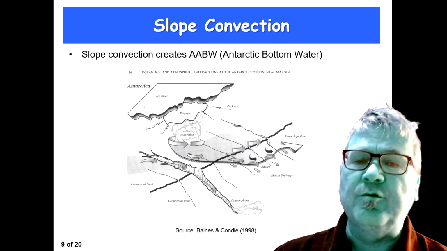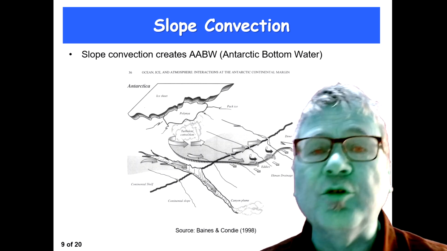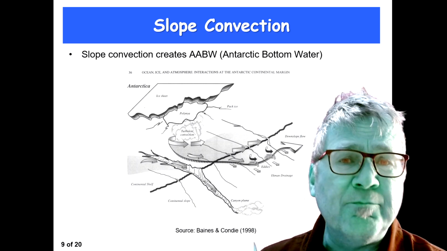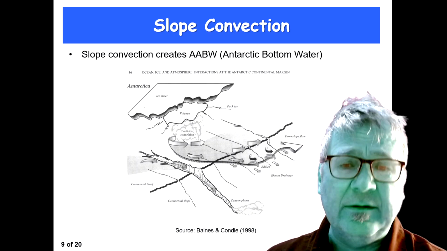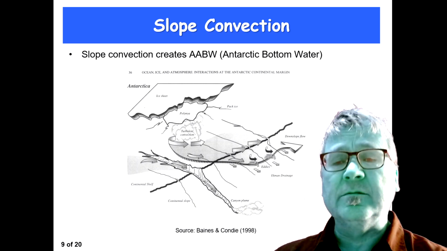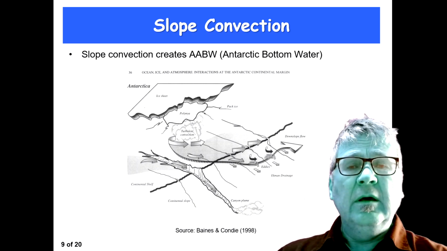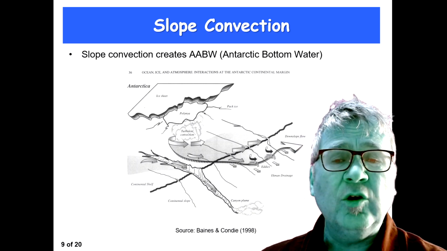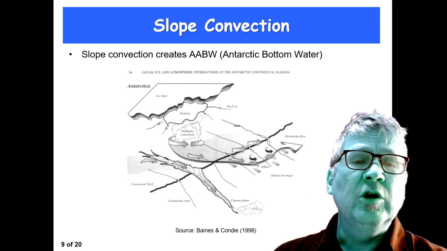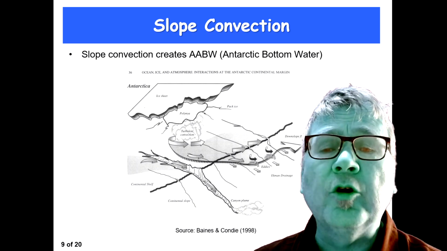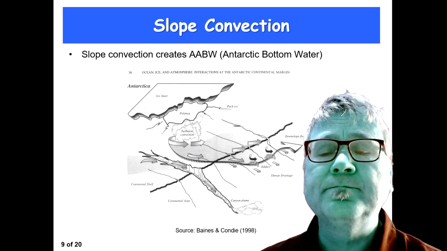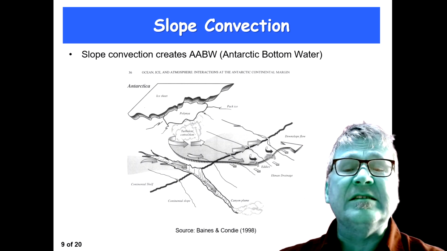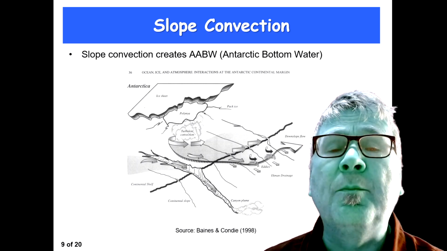So let us start with the creation of Antarctic bottom water. The mechanism or the process that leads to the formation of Antarctic bottom water is called slope convection. Okay? Convection, the movement of dense water downward on the continental slope. And what drives this formation is convection in so-called polynyas.